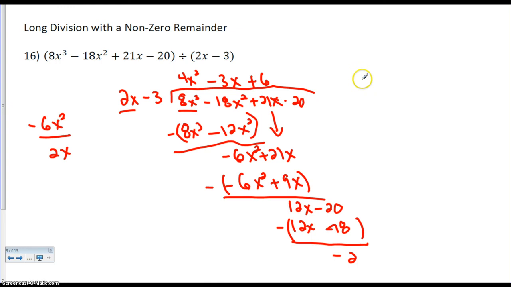So my answer would be 4x squared minus 3x plus 6 plus negative 2 over 2x minus 3. I'm taking the remainder and putting it over what I'm dividing everything by. So I want you guys to try number 17, and we will talk about it the next time we meet.